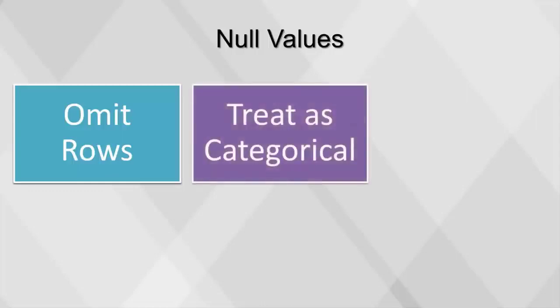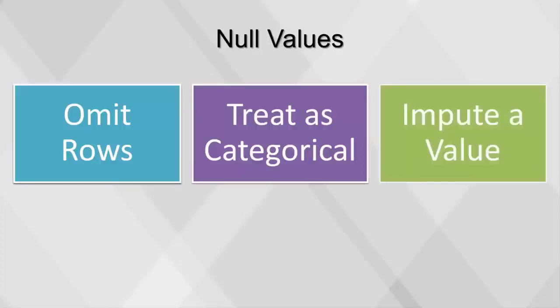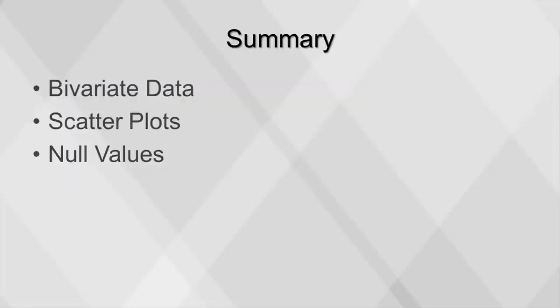The second is to treat missing as a separate category. If the variable is categorical, this is easy. If the variable is numeric, then the variable will need to be binned and a category created for the missing rows. The third is to impute a value using distribution measures, such as the mean or the median, or other variables. If values of other fields have differing distributions for the variable with missing values, we can calculate separate distribution measures using these categories. This concludes our video on bivariate data, scatter plots, and null values.